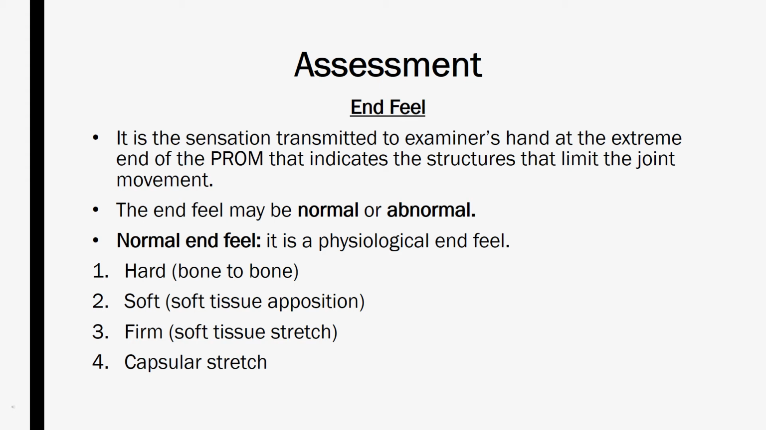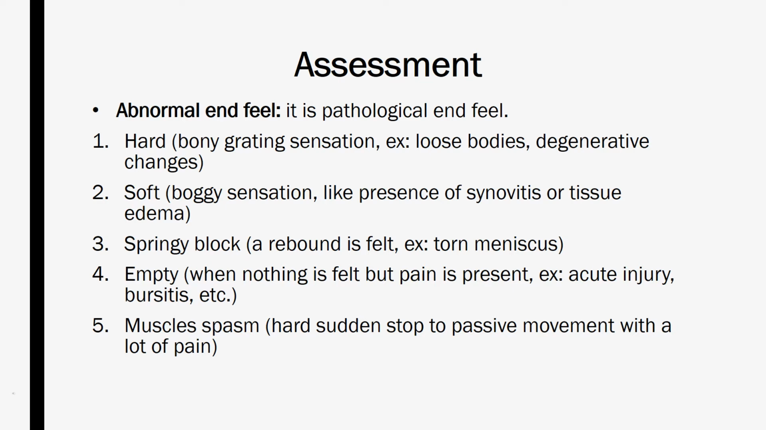There are two types, normal and abnormal. Normal end feels are physiological. These are hard, that is bone to bone, soft, soft tissue opposition, firm, soft tissue stretch, capsular stretch. Next is abnormal end feel. It is a pathological end feel.